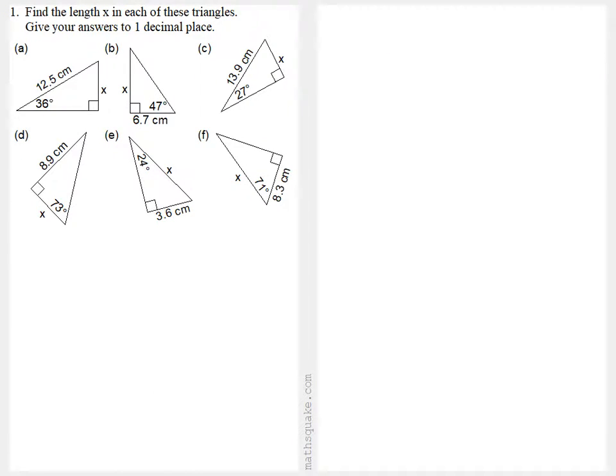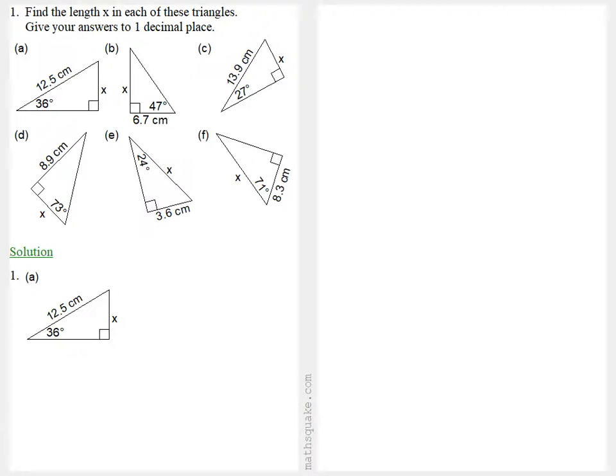Okay, let's have a look at how we can solve question 1. In each part we're given a right angle triangle. One of the other angles is given along with one of the sides. You're asked to find the length of a missing side x. So in part A, we're given a triangle.